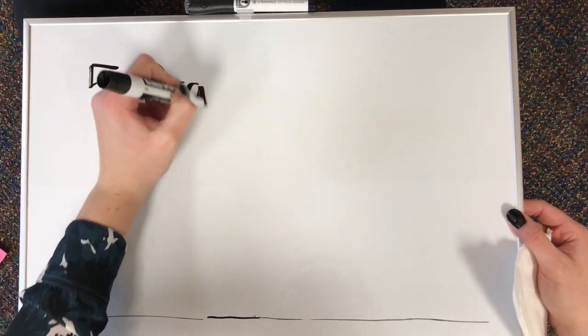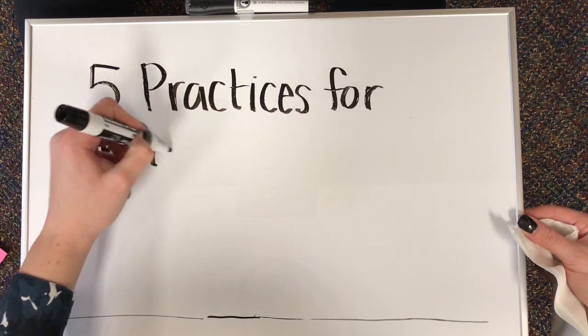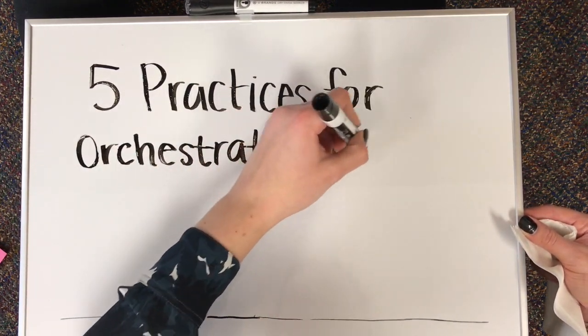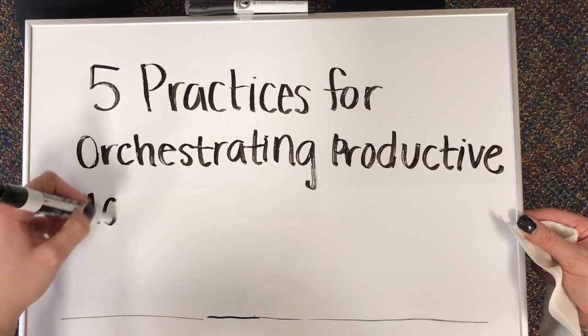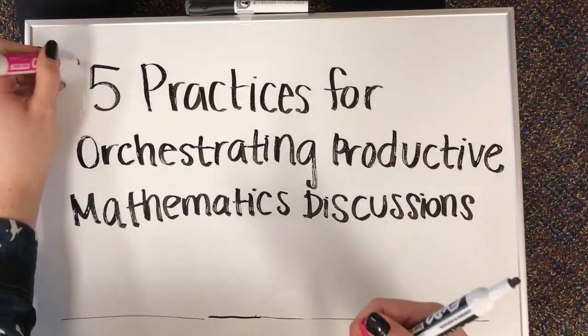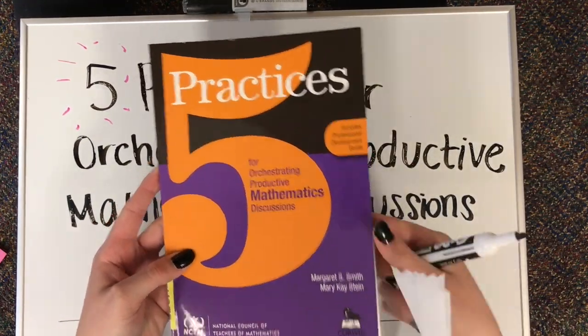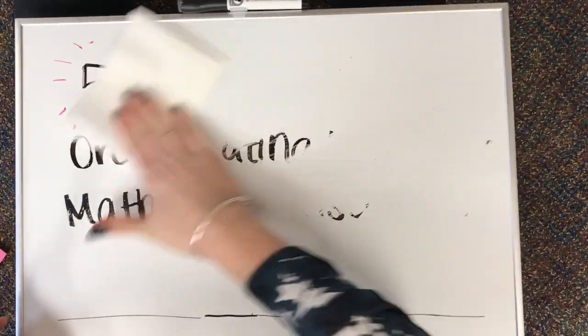Hello, my name is Danielle, and I'm going to be talking to you guys about the 5 practices for orchestrating productive mathematics discussions. This book is published through the National Council of Teachers of Mathematics, and it's by Margaret S. Smith and Mary Kay Stein. It's a great book for teachers to be, just like me.